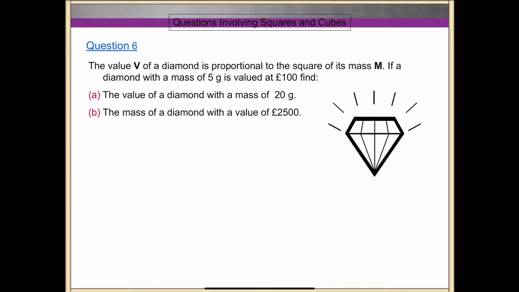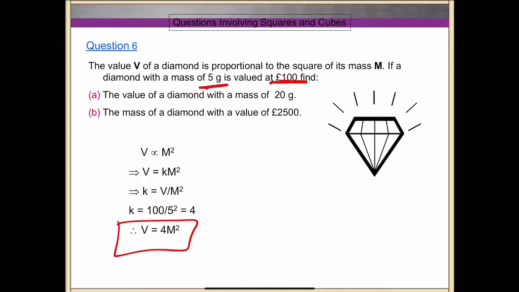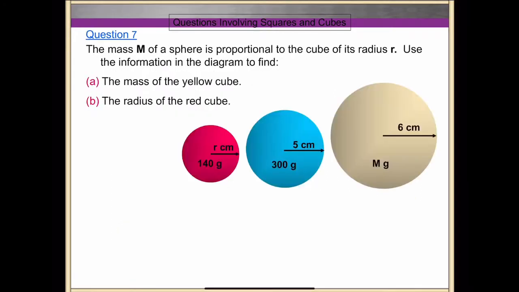So question 6. The value V of a diamond is proportional to the square of its mass m. If a diamond with a mass of 5 grams is valued at 100 quid, find this. So V is proportional to the square of its mass m. So pause the video and try this question. Let's go through it. V proportional to m squared, V equals km squared, rearrange, substitution, relationship, really important, A and B, 1,625 grams.